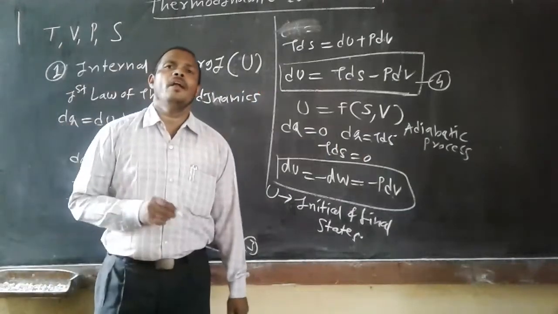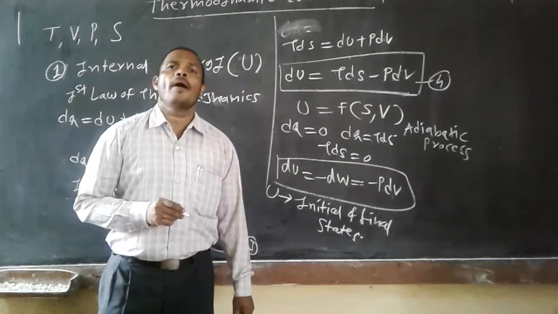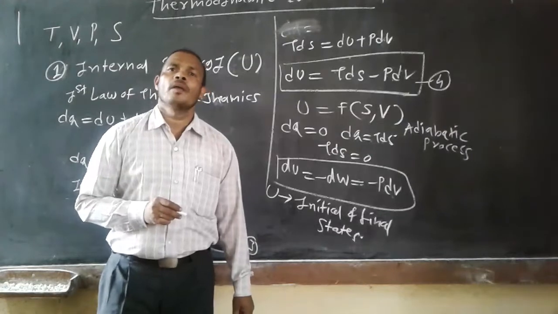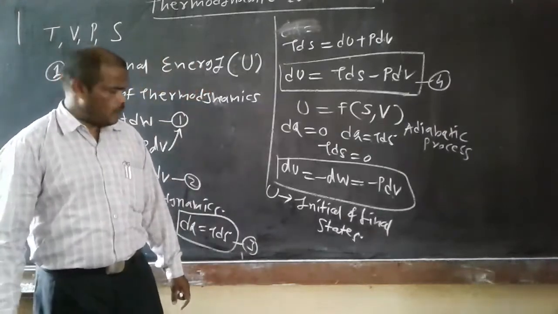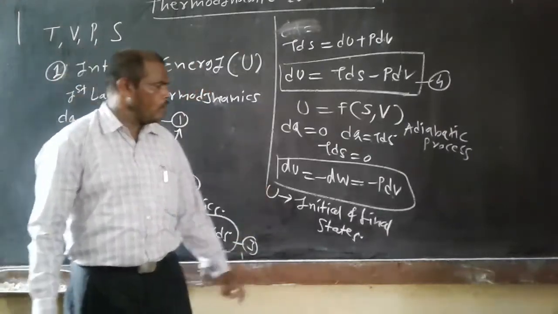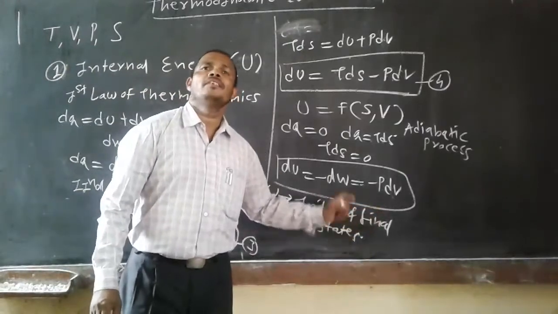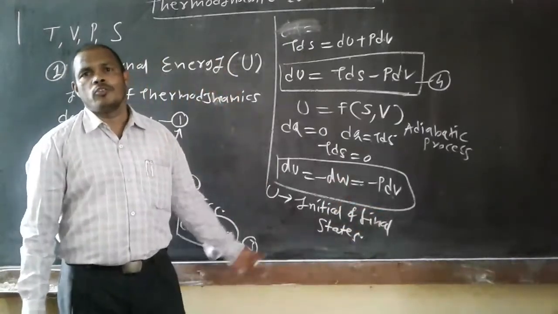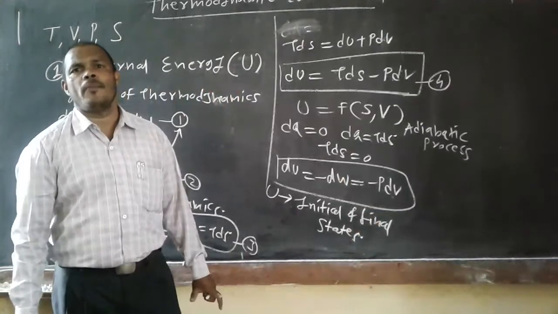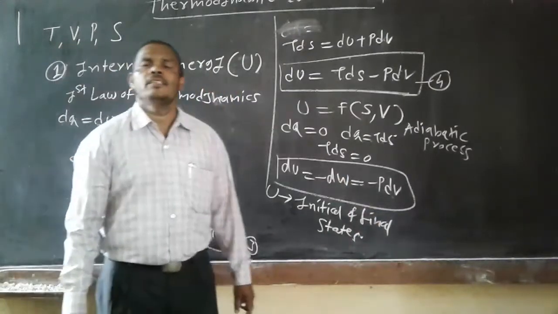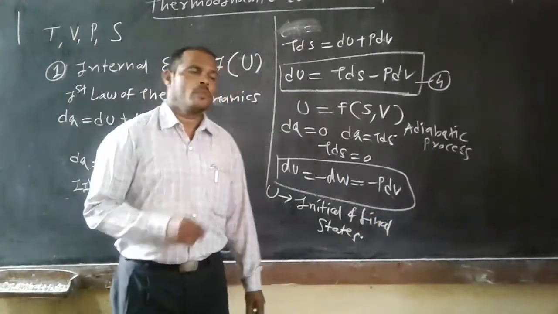Now internal energy depends on state of the system. It is independent of path followed by the system. Internal energy depends upon initial and final state of the system. So that ends the first thermodynamic potential, that is internal energy.